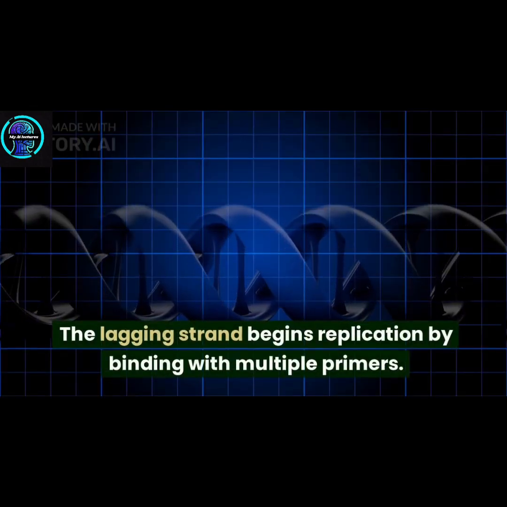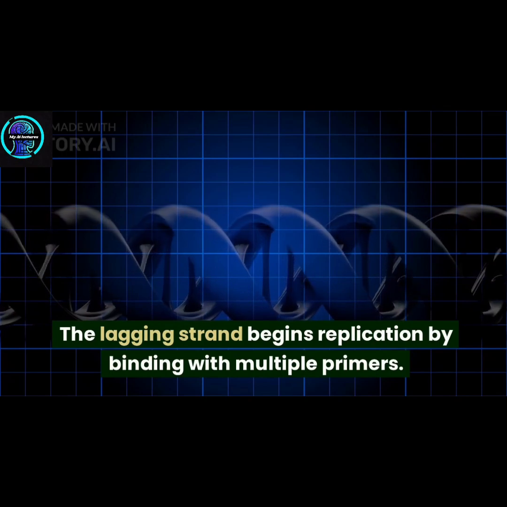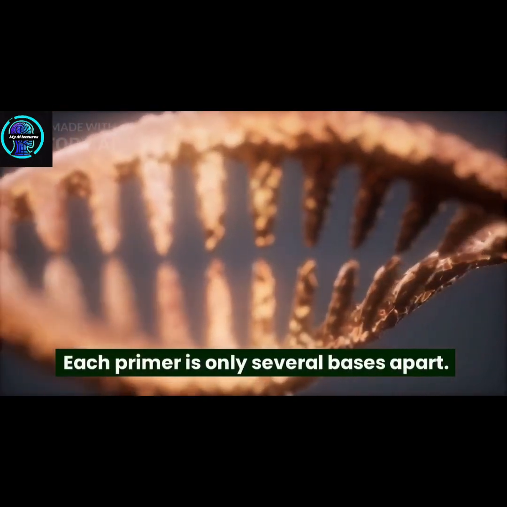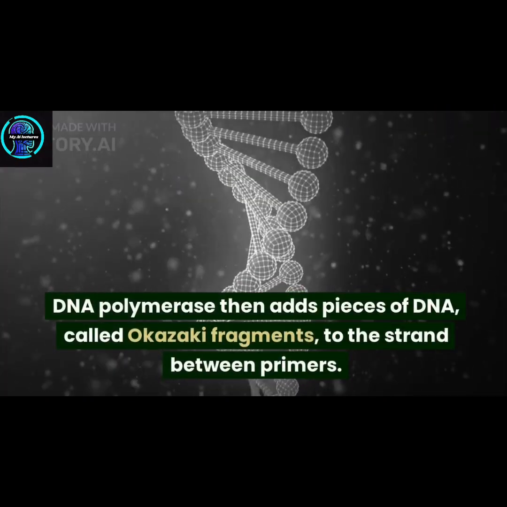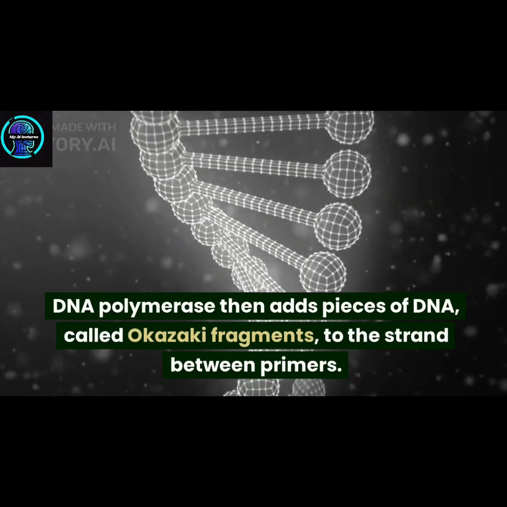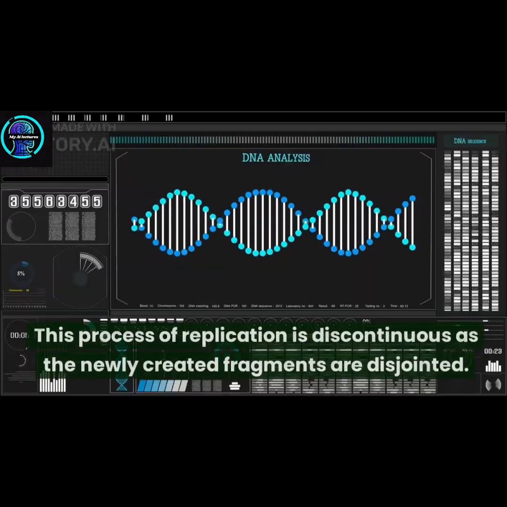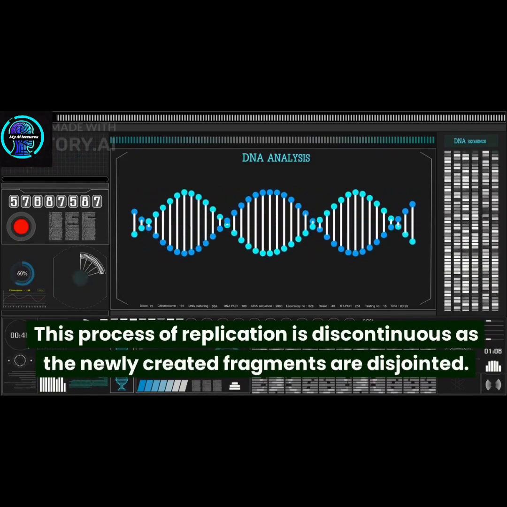The lagging strand begins replication by binding with multiple primers. Each primer is only several bases apart. DNA polymerase then adds pieces of DNA, called Okazaki fragments, to the strand between primers. This process of replication is discontinuous as the newly created fragments are disjointed.